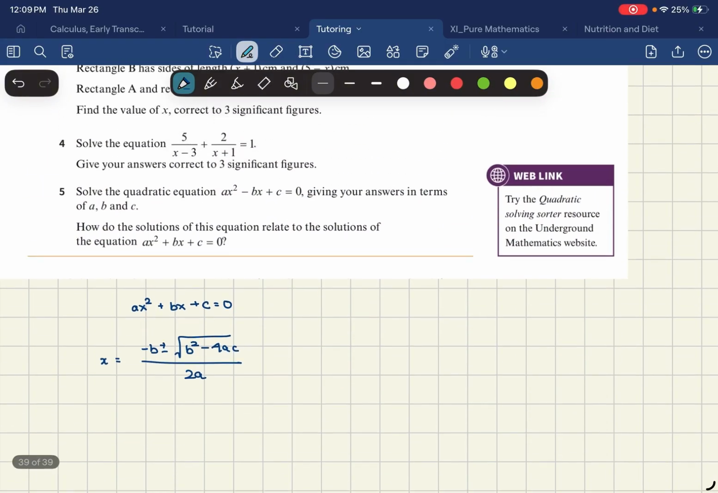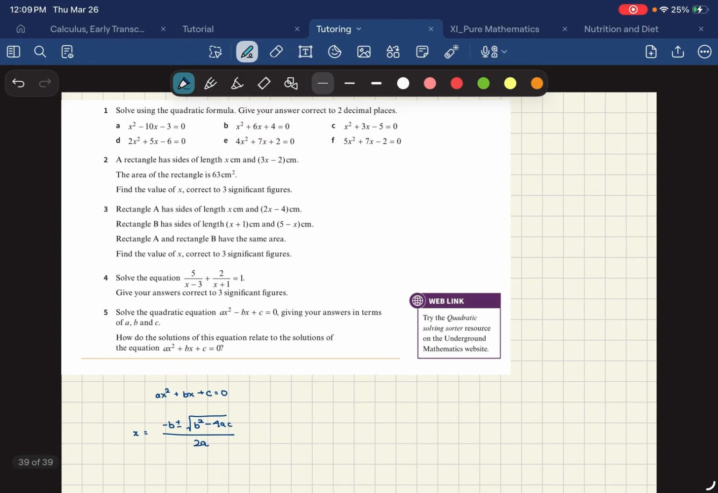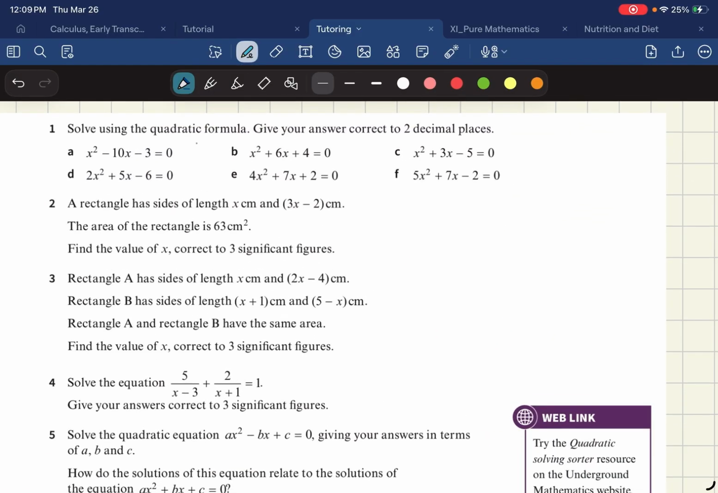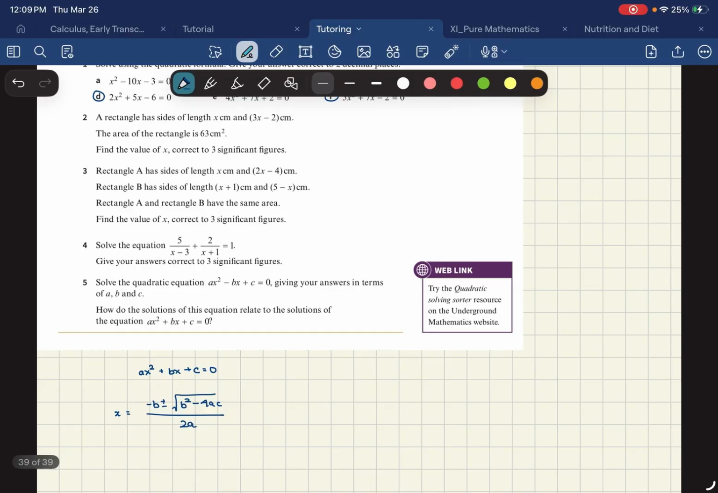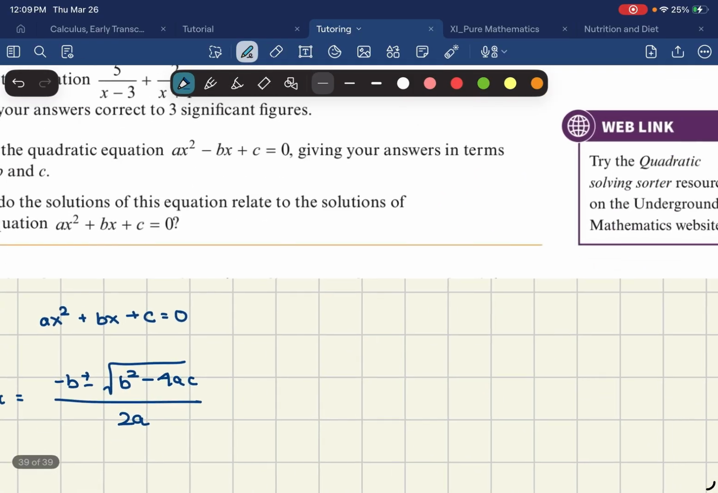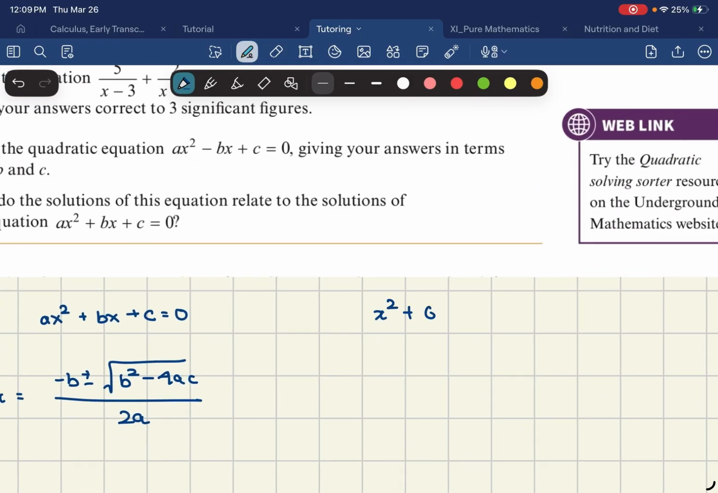So that is the value of your x. And that is pretty much it. So let's do the questions. I'll do B, D, and F, and I'll leave A, C, and E for you. So B is x squared plus 6x plus 4 equals 0.